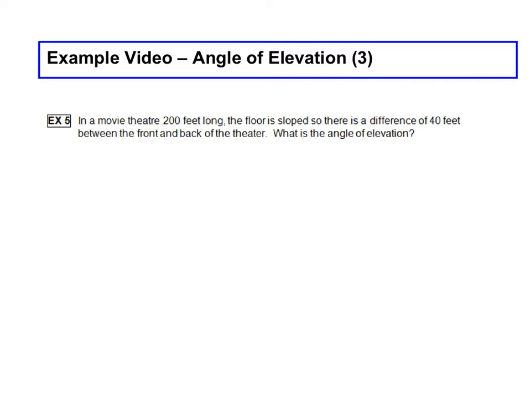So let's say that this is our movie screen right here. So that's the screen. They're saying that the movie theater is 200 feet long. So from here to the back is 200 feet long. The floor is sloped so that there's a difference of 40 feet. So here's the sloping floor. So from the screen, it's going to go up like that. And so up to the top row, that is a 40 feet difference. What is the angle of elevation?